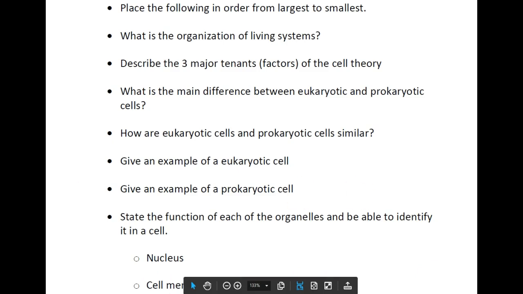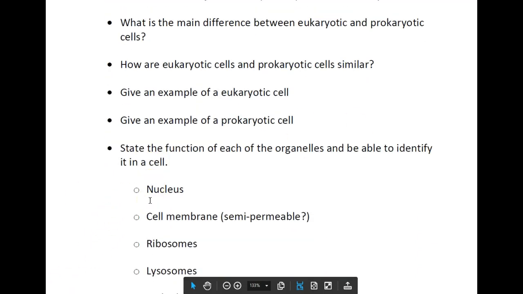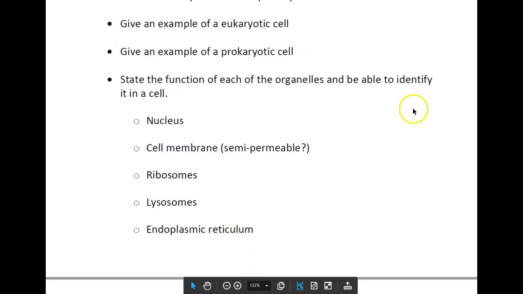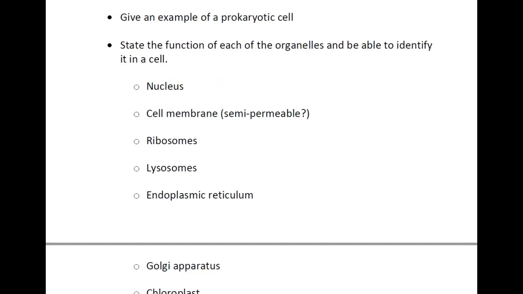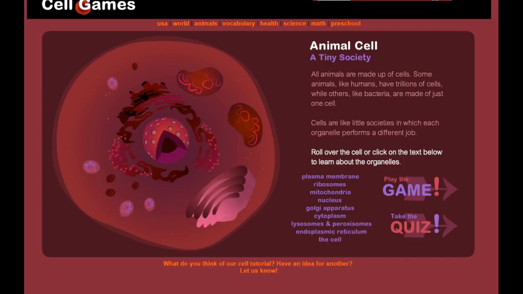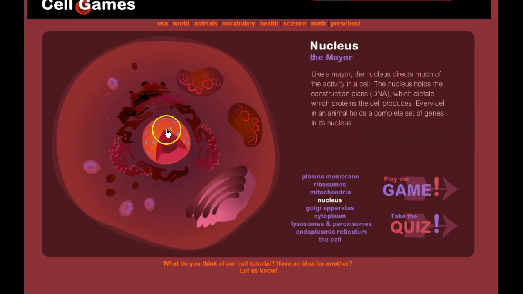So let's move on. State the function of each of the organelles and be able to identify it in the cell. Well, the nucleus, let's just go ahead and pull up a nice little simulation for it real quick. Okay, so you've probably seen this before. If you haven't, this is a good thing to look at. It's on Shepherd software. So we're going to look at the nucleus first. It's like the mayor, where the nucleus directs much of the cell activity. This is where DNA is found.